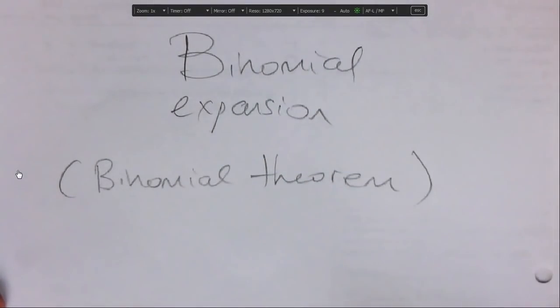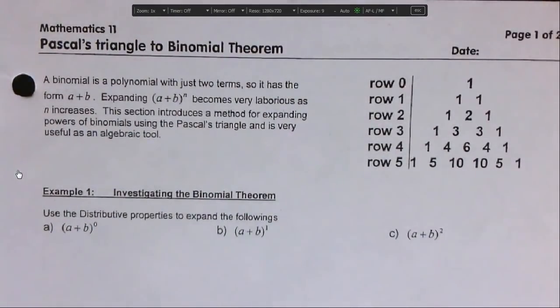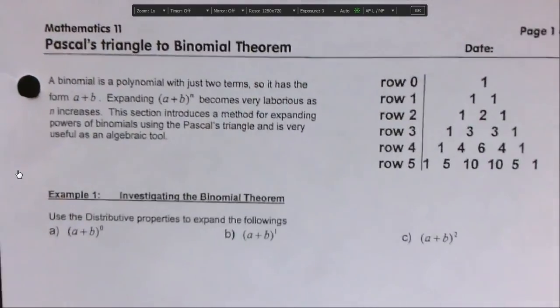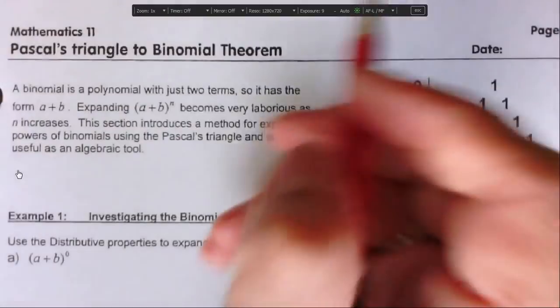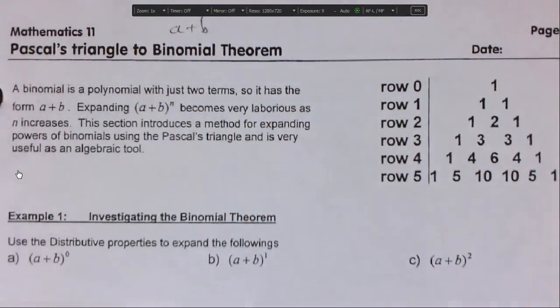Along with this lesson, you're going to need the course pack page, which says Pascal's triangle to binomial theorem. What's binomial? Well, we know what a binomial is. It's a polynomial that has two terms. What's a theorem? A theorem is a theory that has been proven. And Pascal's triangle we remember from before.